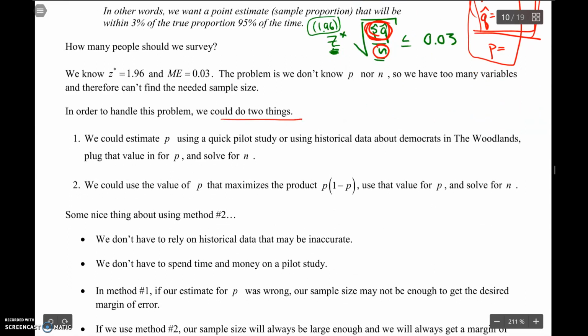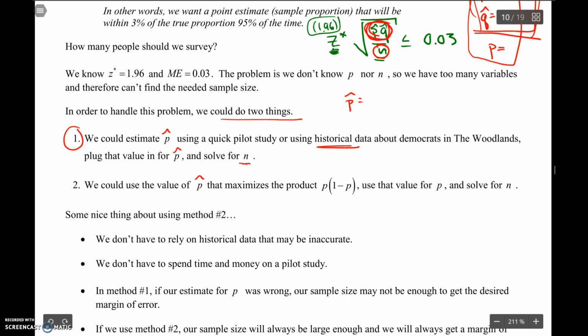Well, there's two things we can do. The first thing, we could estimate p-hat using a quick pilot study. Like we could survey 20 or 30 people real quick and see what percentage of them are Democrats, and put that p-hat back into the formula. Or we could use historical data. We could look at the last election and say, well, in the Woodlands, about 35% of those who voted were Democrats. Plug those values in and solve for n.